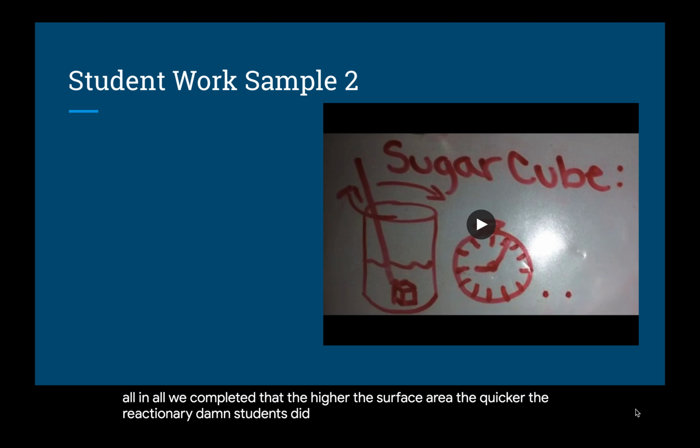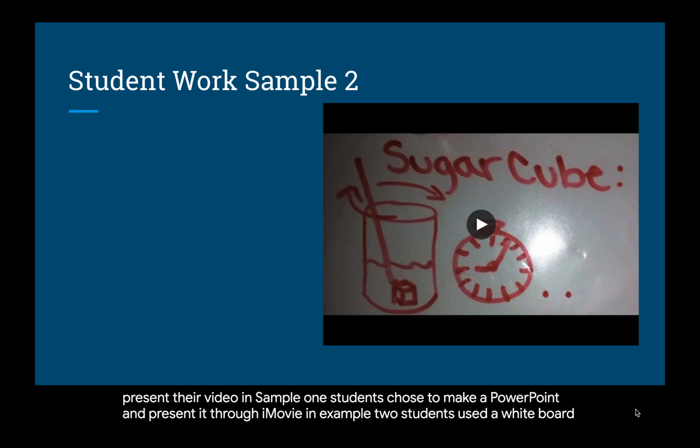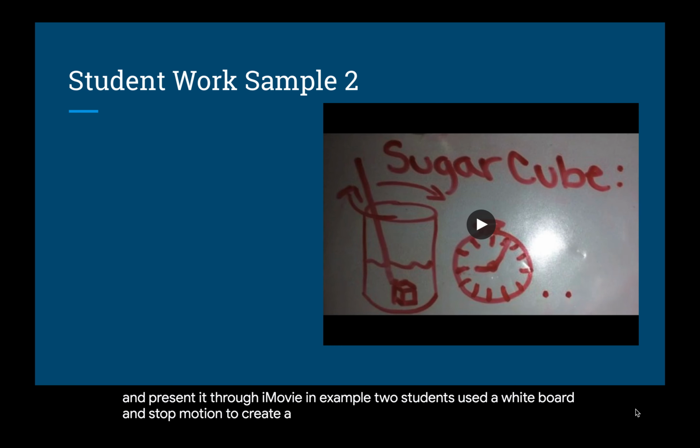Students did have a choice in how they wanted to present their video. In Sample 1, students chose to make a PowerPoint and present it through iMovie. In Example 2, students used a whiteboard and stop motion to create a video that also had the same information to prove that they met the learning objective.